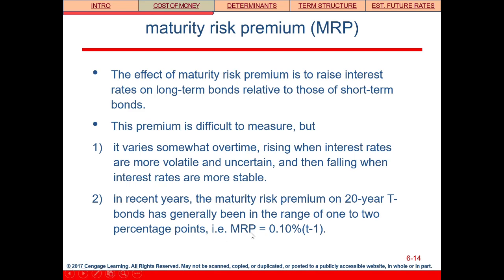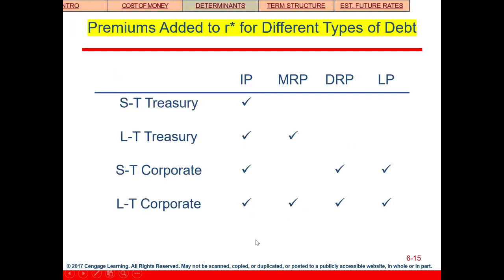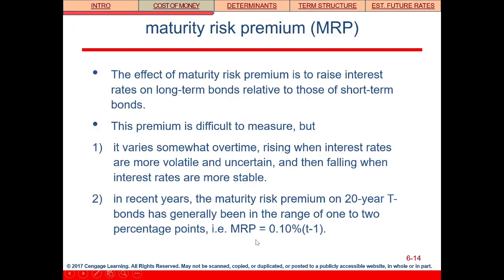So this equation is just an example, but usually in questions, in quizzes, in homeworks, I'll give you an example of the maturity risk premium. So do not always assume that maturity risk premium has this relationship with the number of years in the maturity. This is just an example.